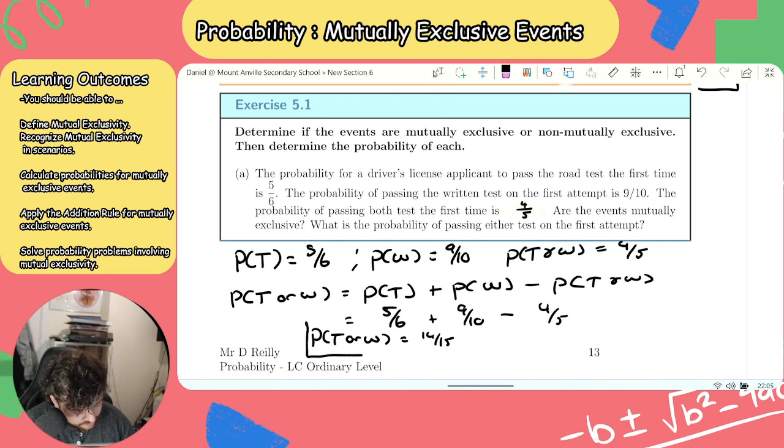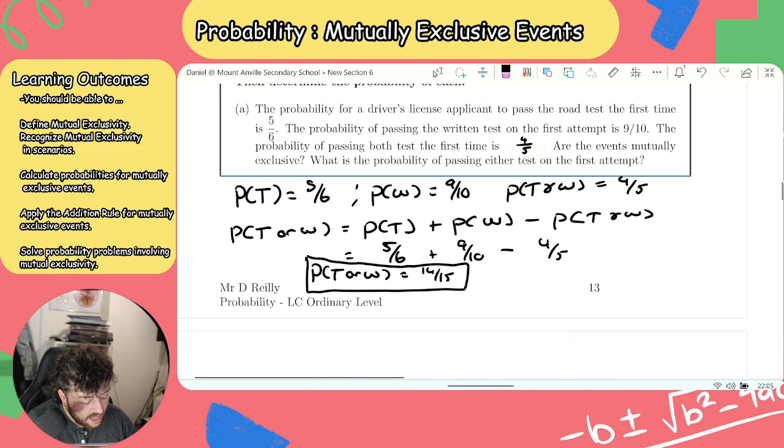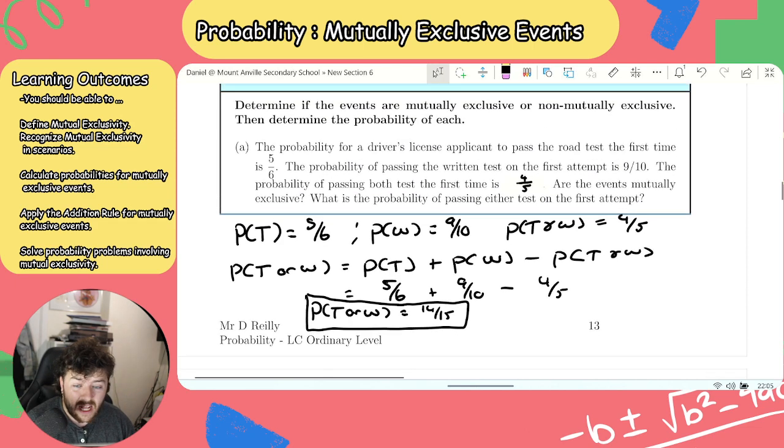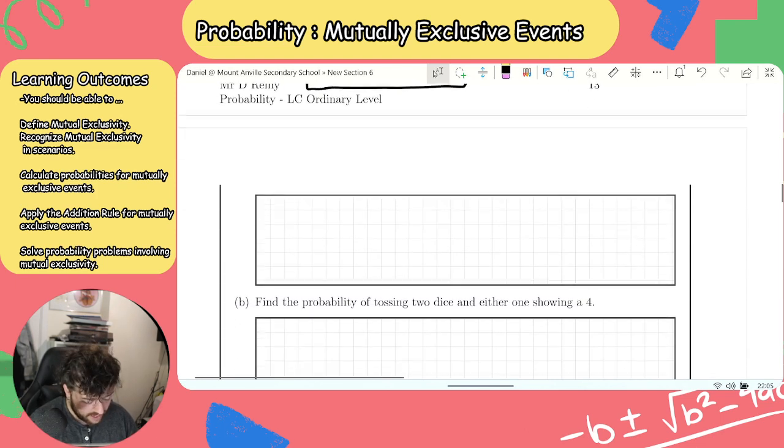That the probability of passing the test or written the first time, picking someone, is 14/15. So that does make sense. You have a 14/15 chance to pass either or the first time. Like, that's fair enough, I think.